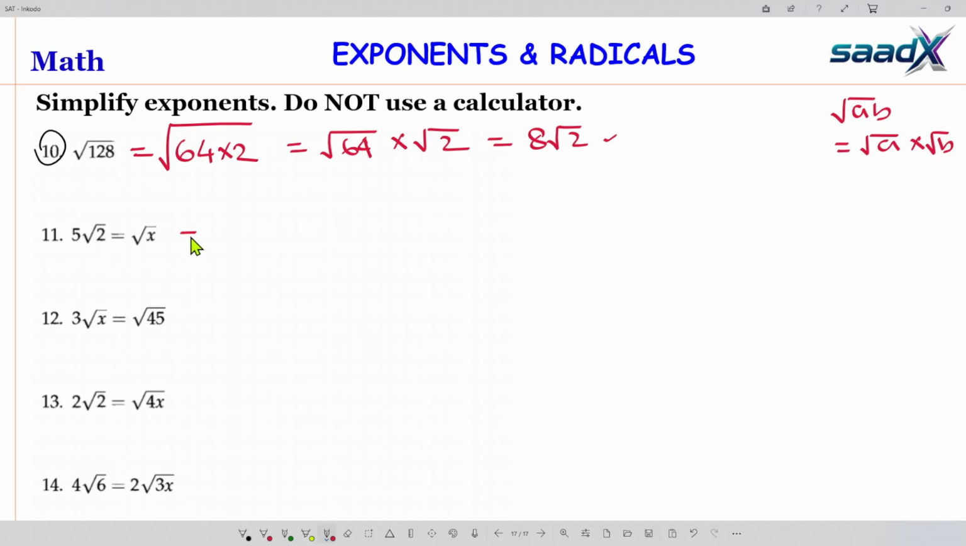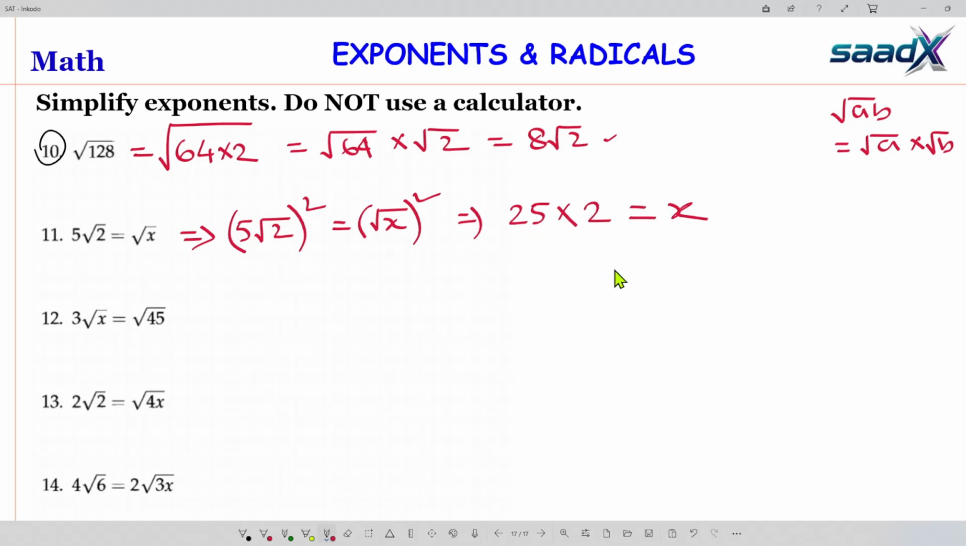Number 11, we have to find the value of x. This case is very simple. We can square both sides. Here is 5 root 2 and root x. Once we square both sides, it will be 5 root 2 squared equals root x squared. Then 5 squared means 25 times root 2 squared means only 2, and here is x. So 25 times 2 is 50 equals x. So x equals 50. This is our answer.